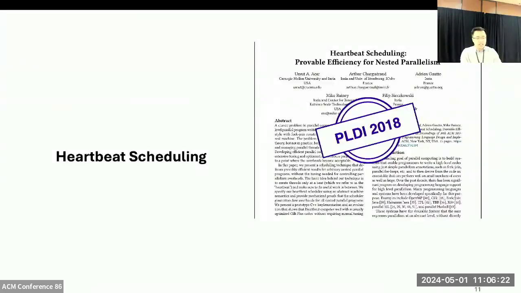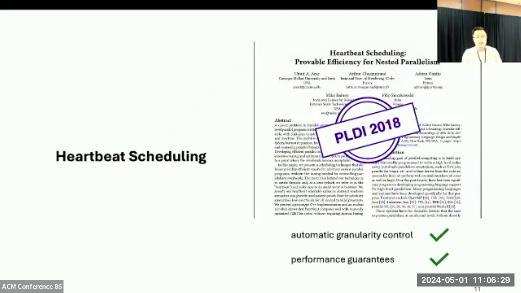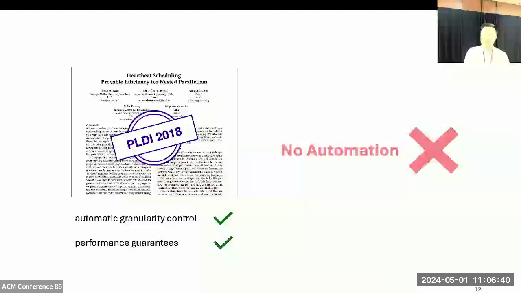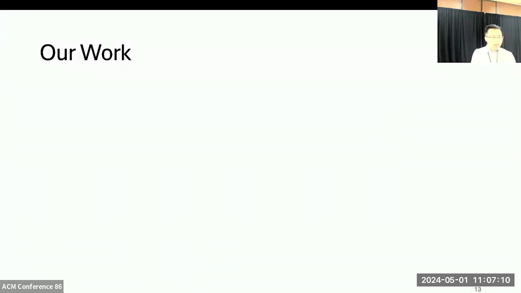As an alternative, there is heartbeat scheduling, which was proposed back in 2018 in a PLDI paper, that provides automatic granularity control and performance guarantees for irregular workloads. The problem with heartbeat scheduling is its execution model, which I will go through in later slides. Using heartbeat scheduling, you have to spend a huge amount of time manually implementing every detail of it. That leaves heartbeat scheduling far from being practical for our day-to-day use.